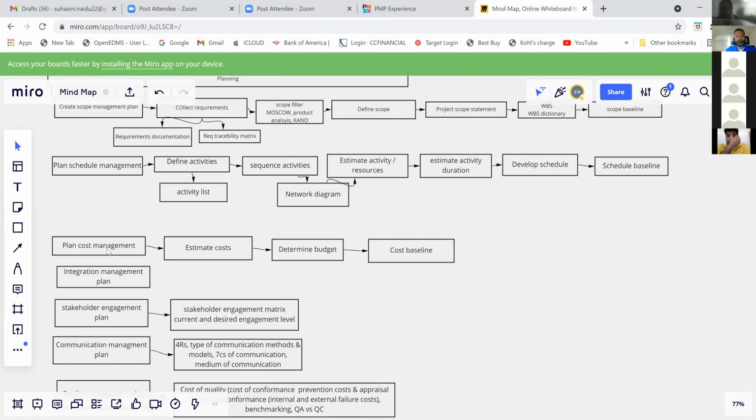Coming to plan cost management, we estimate the cost, we determine the budget, and that gives us the cost baseline. Can someone take over, Atur or Atif?